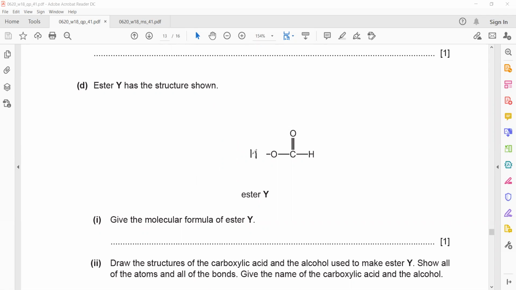Which carboxylic acid is this? One carbon only. What's the name of this carboxylic acid? For one carbon, it should be meth, so it is methanoic acid.